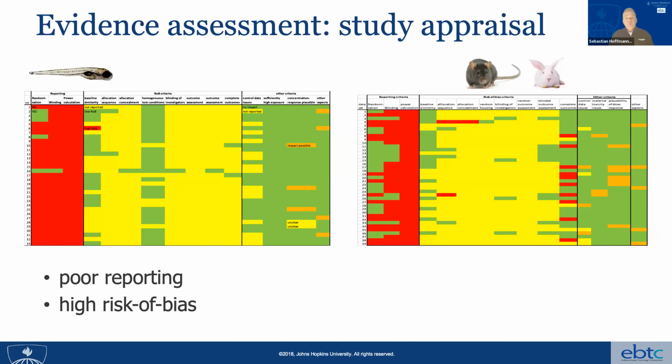This is just a very brief excursus. We also conducted a study appraisal, and the red and the yellow, which you see predominantly here on this slide on both the zebrafish and the mammalian literature, indicates that reporting was very poor and that we couldn't assess, due to the poor reporting, many of the risk of bias criteria we wanted to assess. And this prompted us in the end to conclude that both bodies of evidence were at high risk of bias.